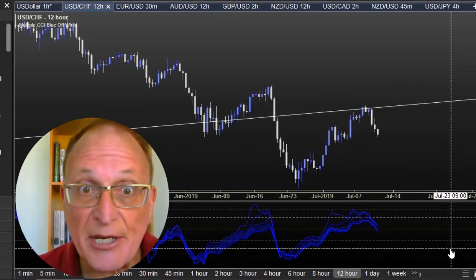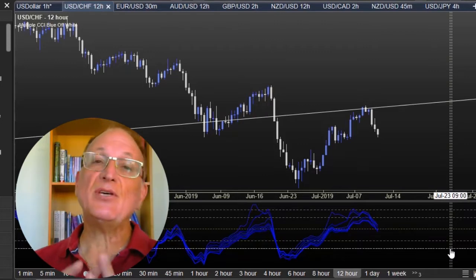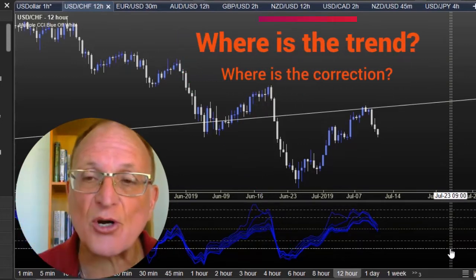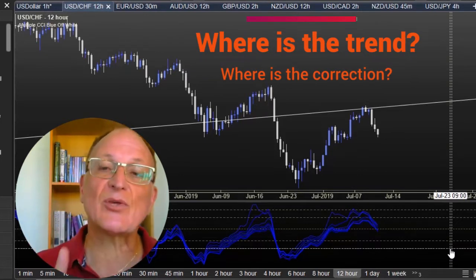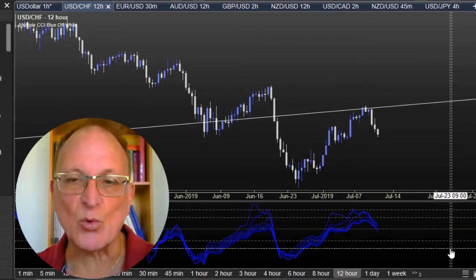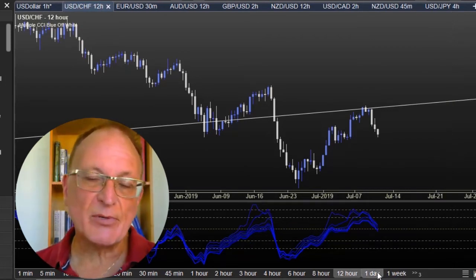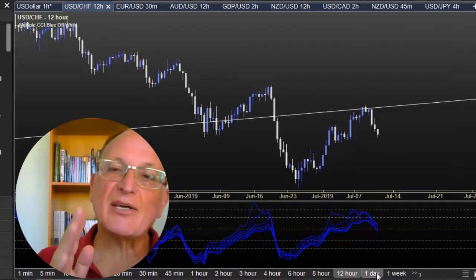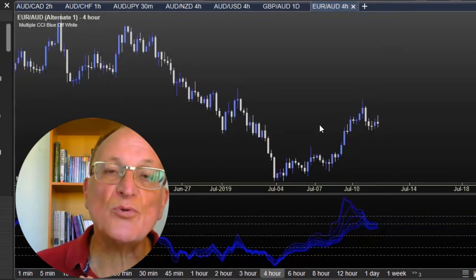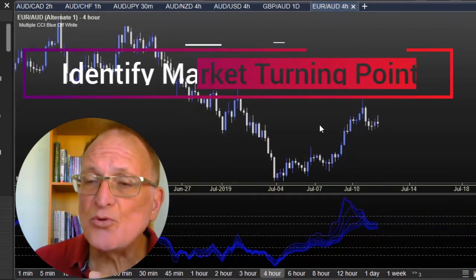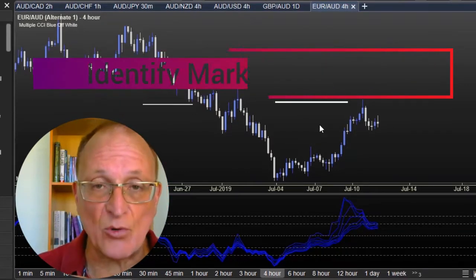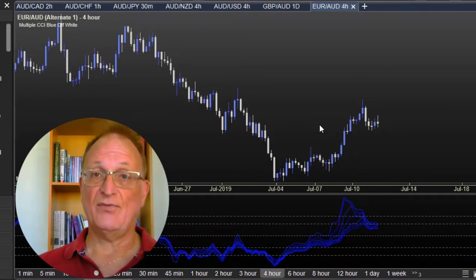Okay, so in order to learn to trade, in order to read financial markets and identify turning points, what would you need to do? The thing that you would need to do is to be able to recognize these two things on charts. One would be, where is there a trend on a chart? And the other would be, where is a correction on a chart? You should be able to take any chart and immediately recognize where's the trend on this chart. Once you can identify those two things, it is possible for you to develop a skill to be able to identify the end of a correction and the end of a trend.